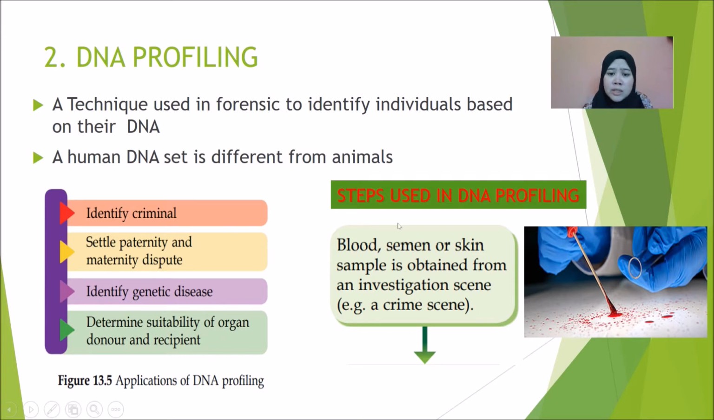So how this step used in DNA profiling? First, we need to get a sample from a person that we want to investigate. So the sample can be a blood, semen, a skin, a hair, a saliva, or anything from the person.